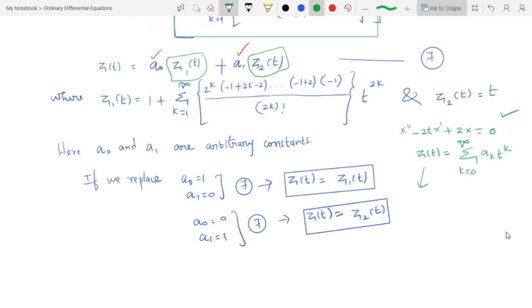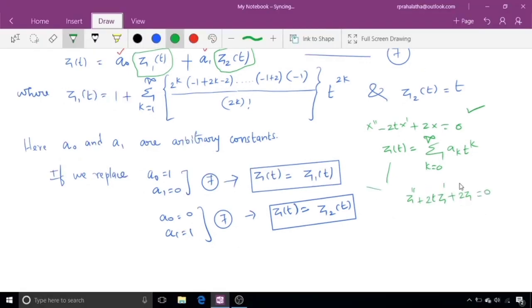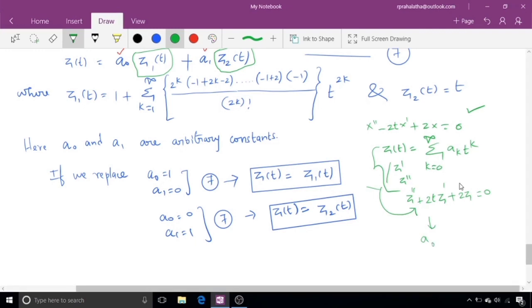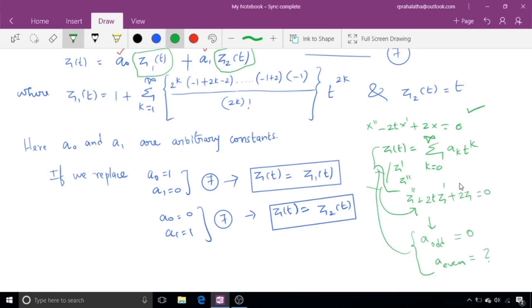If it is a solution, it should satisfy the equation. Therefore, z double dash minus 2t into z dash plus 2z is equal to 0. Differentiating z, we get z dash and z double dash, and substituting those in this equation. After that, consolidate values as a suffix odd numbers and a suffix even numbers. We have a suffix odd number starting from 3 equal to 0, and for a suffix even number we have some answer. Substituting those two in the expression, we get the final solution.